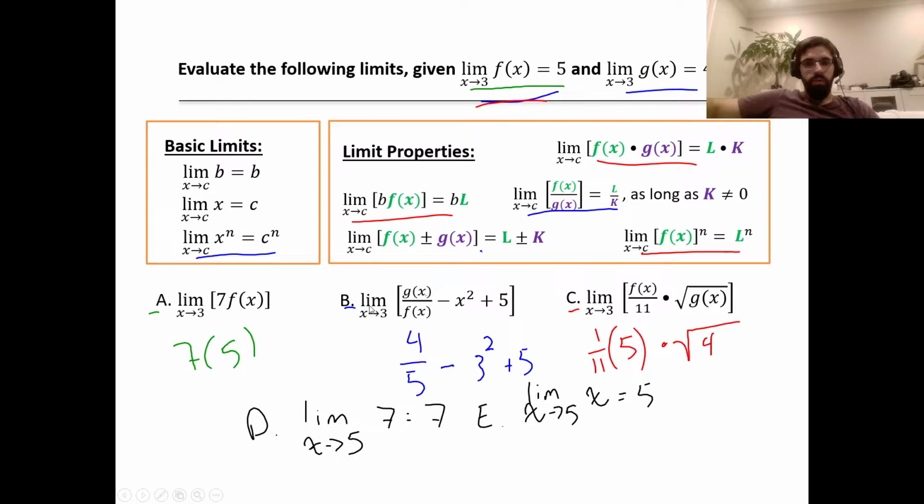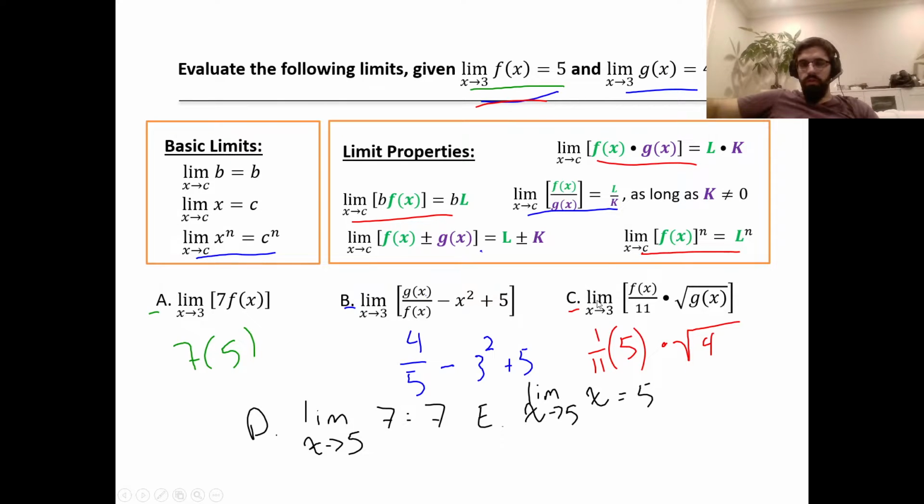So if we look at B, we have the limit as x approaches 3 of g of x over f of x minus x squared plus 5. So the limit as x approaches 3 of g of x is going to be 4. The limit as x approaches 3 of f of x is going to be 5, so g of x over f of x becomes 4 over 5. X squared, we're just going to substitute 3 straight in for x, because this is not a function, it's just x. So we're going to say minus 3 squared plus 5. And again, I could simplify that, but this is calculus, so we're not going to really care too much about that.